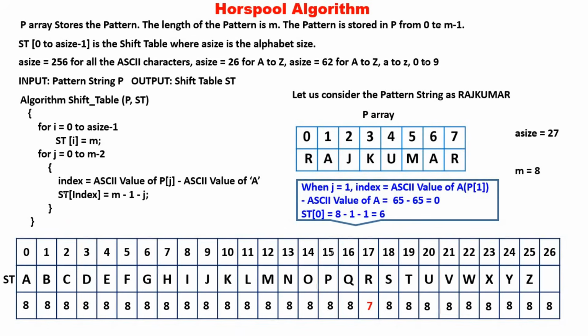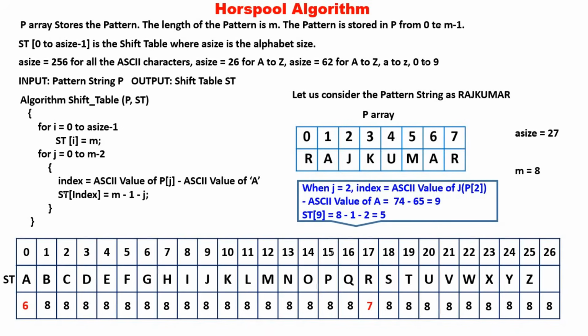A minus ASCII value of a, that is 65 minus 65, which is 0. That is ST of 0 is equal to 8 minus 1 minus j value, which is 1. Therefore 8 minus 1 minus 1 is 6. Therefore ST of 0 for a becomes 6. Yes, very good. Next, for j is equal to 2, index is equal to ASCII value of p of 2.